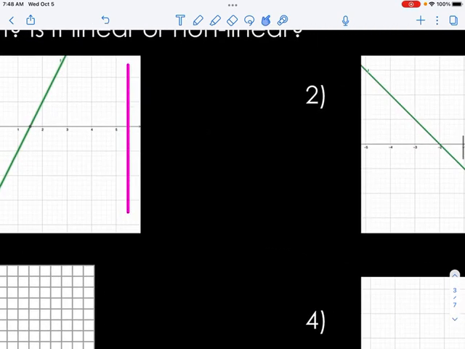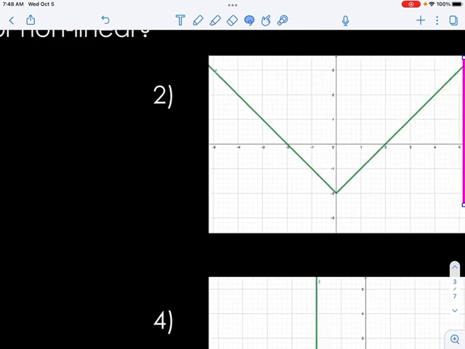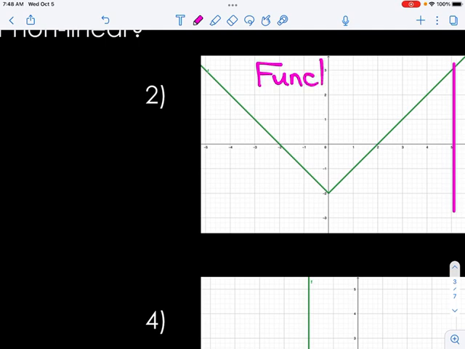Okay, so now let's take a look at number two. If I take number two and I come across this graph, so I take this and I start moving across, you'll notice that I only hit one point at any time going across that graph. So yes, it is a function. Then I ask myself, is it in the shape of a line? And the answer would be no, it's in the shape of a V. So we would call this a non-linear function.